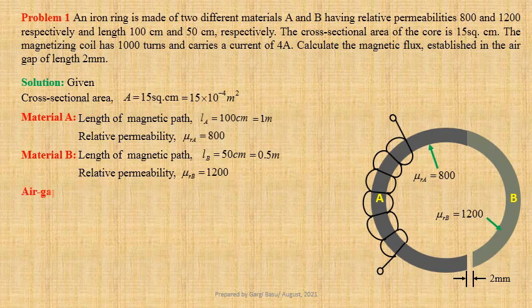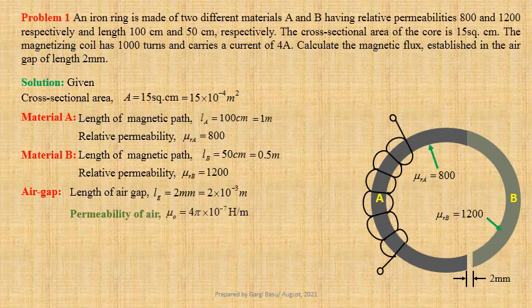For air gap, given length of the air gap Lg equals 2 millimeters, that is equal to 2 into 10 to the power minus 3 meter. We know that the value of permeability of air mu0 equals 4 pi into 10 to the power minus 7 Henry per meter.